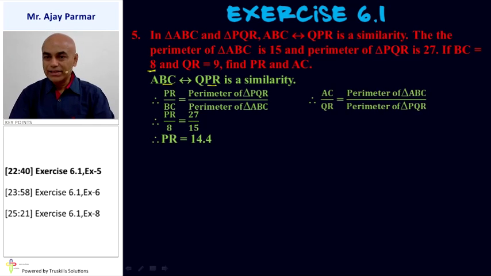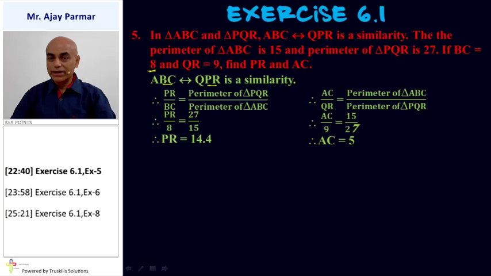In the same way, to find out AC, AC upon QR is equal to perimeter of triangle ABC upon perimeter of triangle PQR. That is AC upon 9 is equal to 15 upon 27. Calculating the numbers, that is going to give us 5.